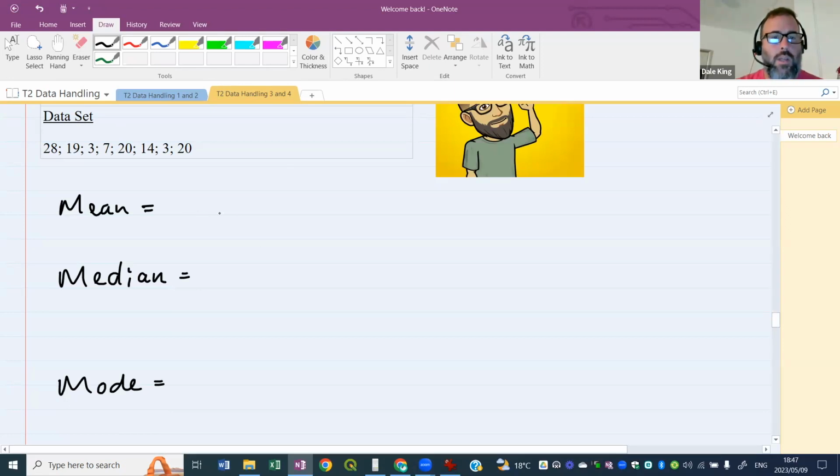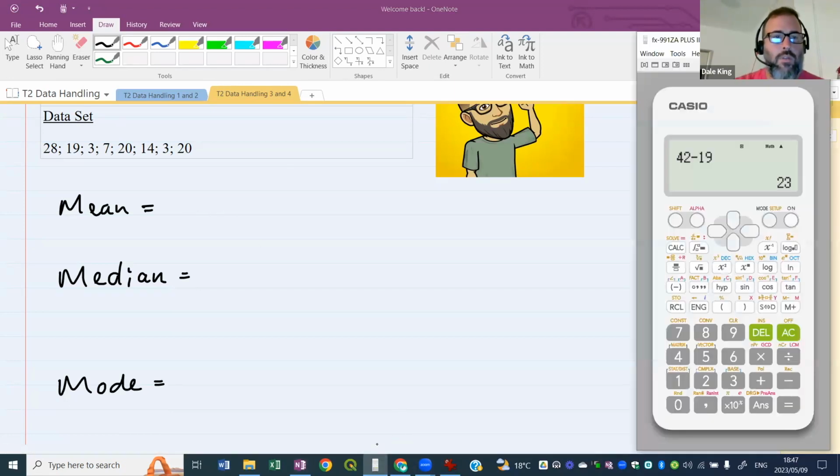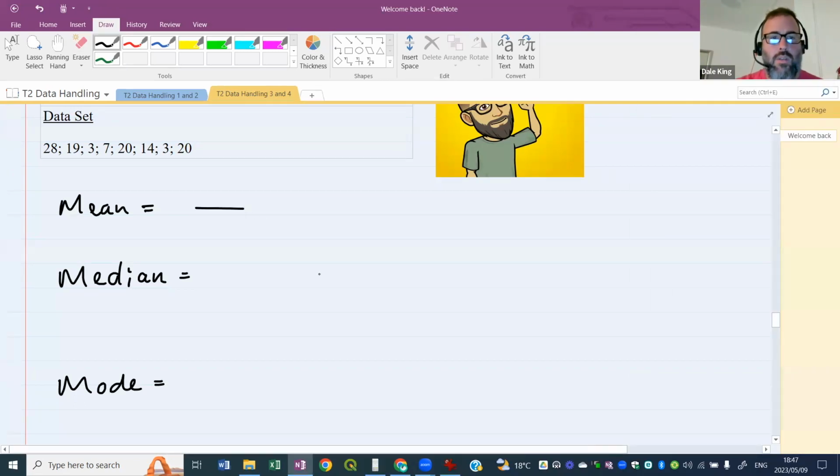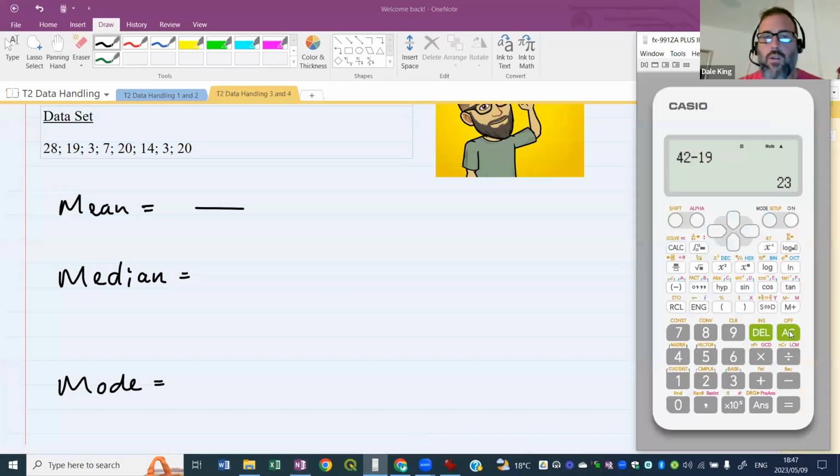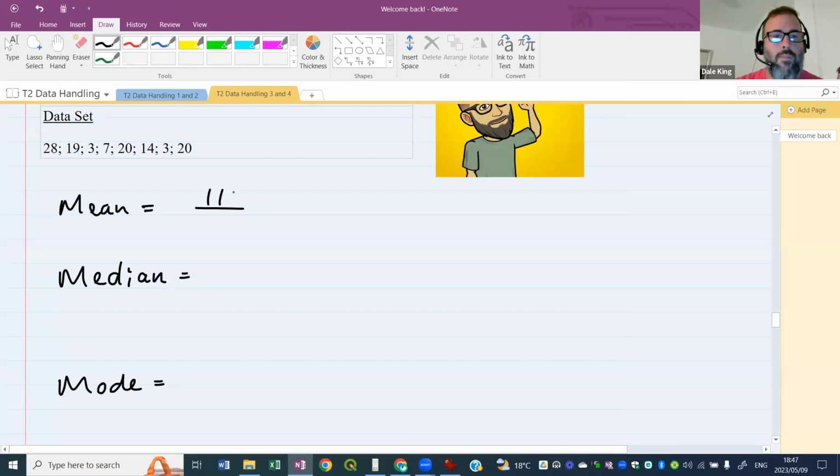So we need to work out the mean. So we need to work out the sum of all the numbers. We need a fraction with the sum, and we need to divide by how many numbers there are. So let me quickly find the sum. We've got 28 plus 19 plus 3 plus 7 plus 20 plus 14 plus 3 plus 20. All right, so we got a sum of 114.